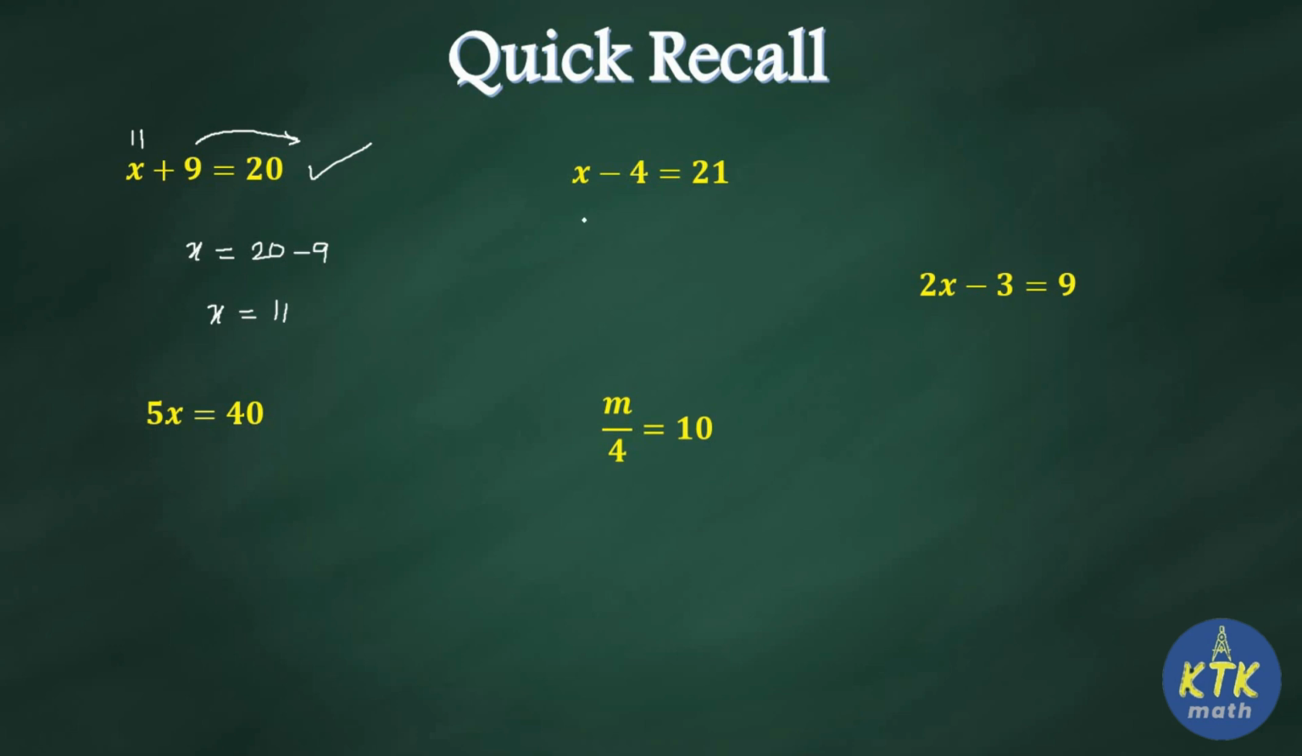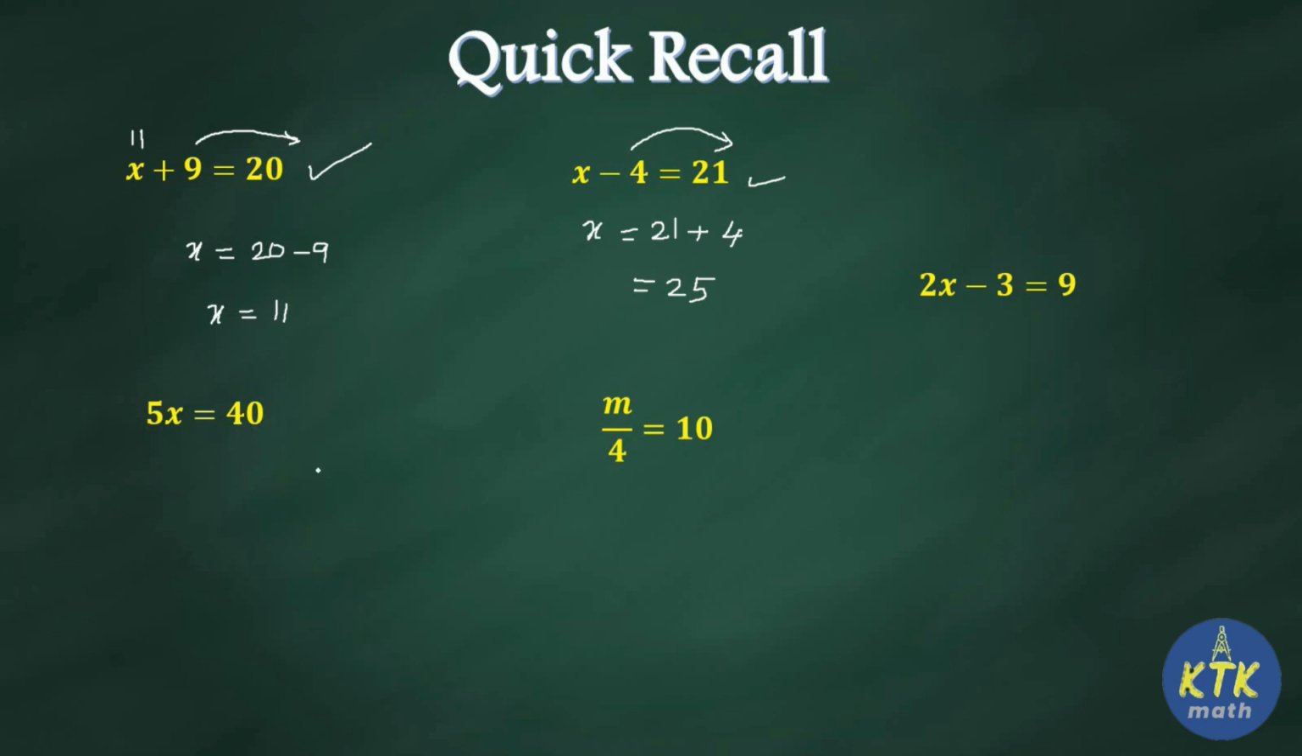In the same way, just check here, x equal to 21. When I am shifting this minus 4 to the right side, it will be plus 4. So 21 plus 4 is 25. So 25 is your answer. You can check here, 25 minus 4 is 21. Therefore your answer is correct. So plus becomes minus and minus becomes plus.